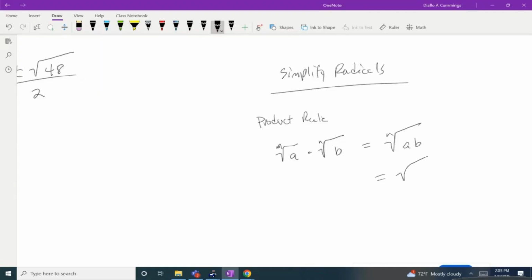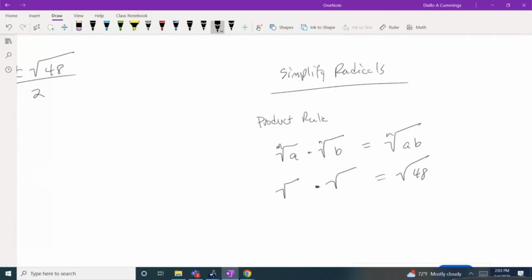So like if I had the square root of 48, what two numbers could I multiply to get 48? Well, I could have the square root of 1 times the square root of 48, right? That'll give me 48. But at least one of the numbers I choose, I want it to be a perfect square.